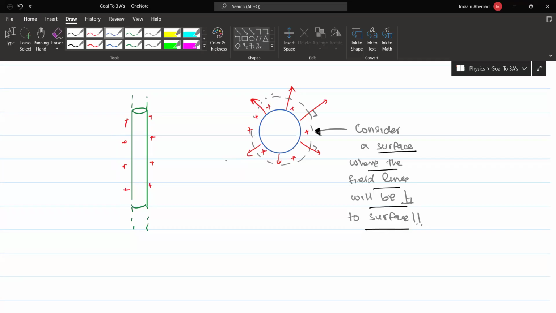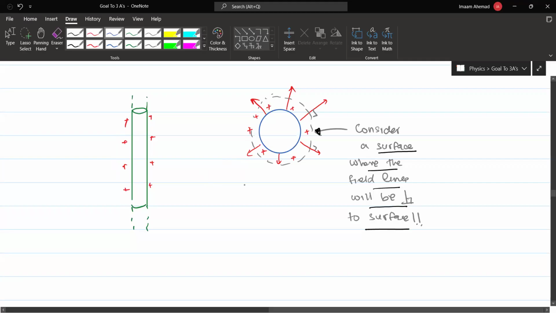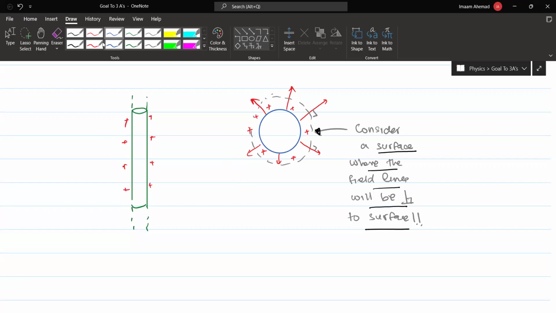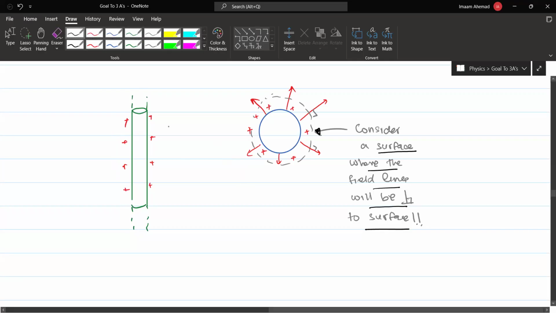Yes, to understand what type of surface is good, first we should know how the field lines are. If you draw the field lines, they will be perpendicular to the surface. So it will be in this direction, just like this. So it's perpendicular. It's going into the screen as well as coming out of the screen.